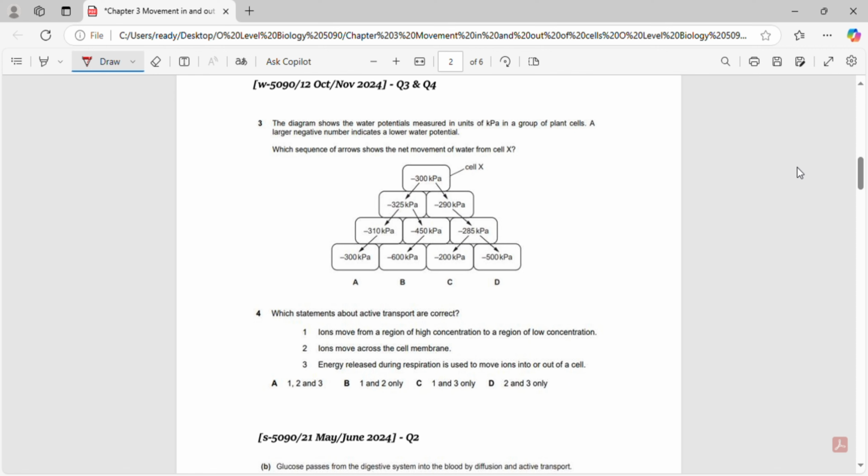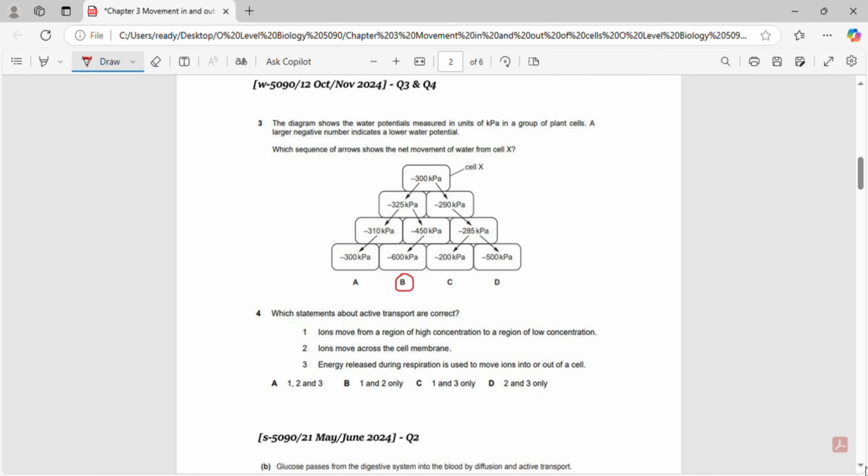In the next step, we will determine which of the lower cells has the lowest water potential. Since the cell with a water potential of negative 450 kilopascals has a lower value, water will continue to move in that direction. Finally, the water will follow the natural path and flow into the cell with a water potential of negative 600 kilopascals. This leads us directly to option B. Thus, our analysis confirms that option B correctly represents the direction in which water will move.